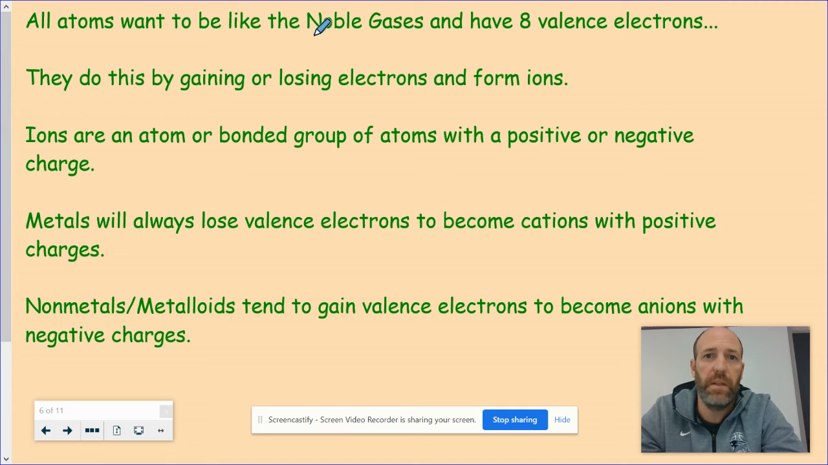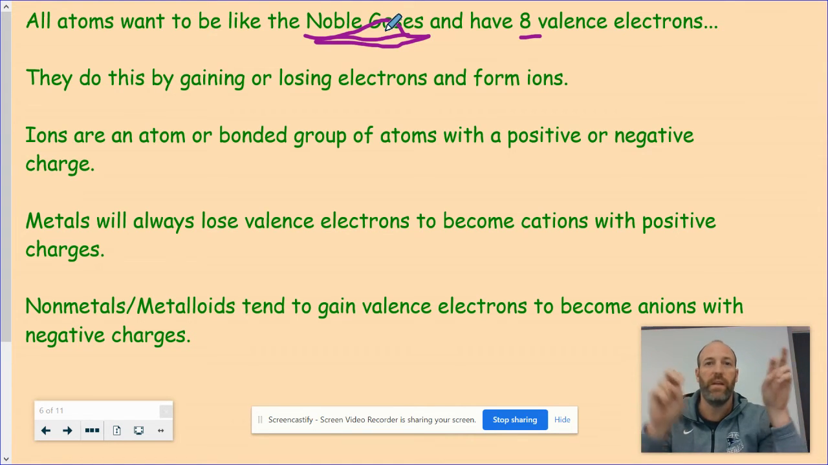All atoms want to be like the noble gases. We call this the octet rule. Pretend that's an underline. They want to get 8 valence electrons. You're going to see that a lot. 8 valence electrons, noble gases. They're the king and queens. Everyone wants to be like them, the cool kids.